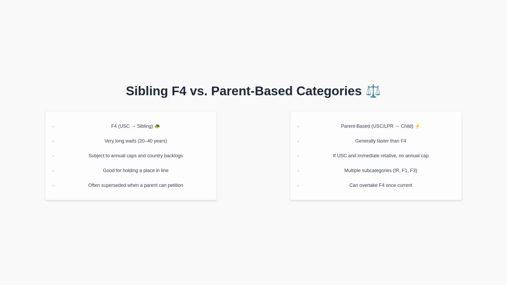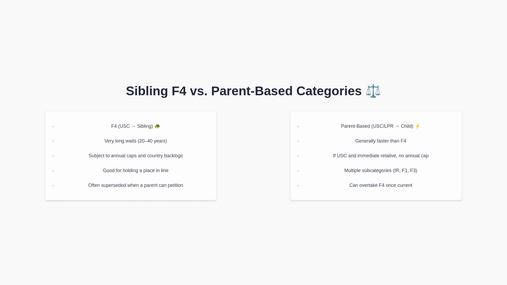On the right, parent-based categories are generally faster. If the parent is a U.S. citizen and the beneficiary qualifies as an immediate relative, there is no annual cap, which can significantly speed up the process. Even when not immediate relatives, many parent-filed preference categories move more quickly than F4. In practice, once a parent can file, that path often overtakes the sibling route.